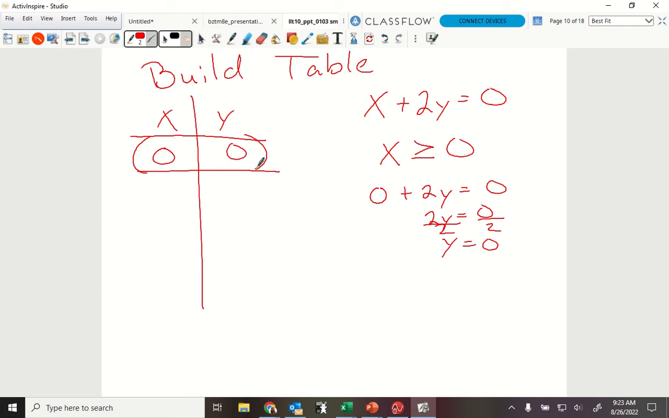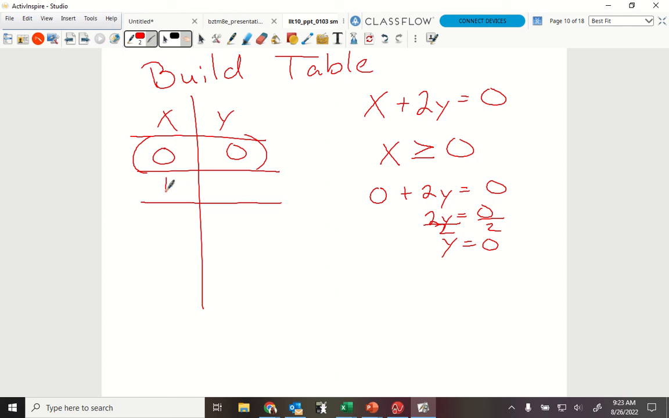Let's take a look at the next one. So what numbers am I going to plug in for this? Numbers that are greater than 0. What types of numbers are greater than 0? Positive numbers, right? Positive numbers are greater than 0, so those are the ones I'm going to plug in. 1. Let's plug in 1. Let's see what we get for 1.